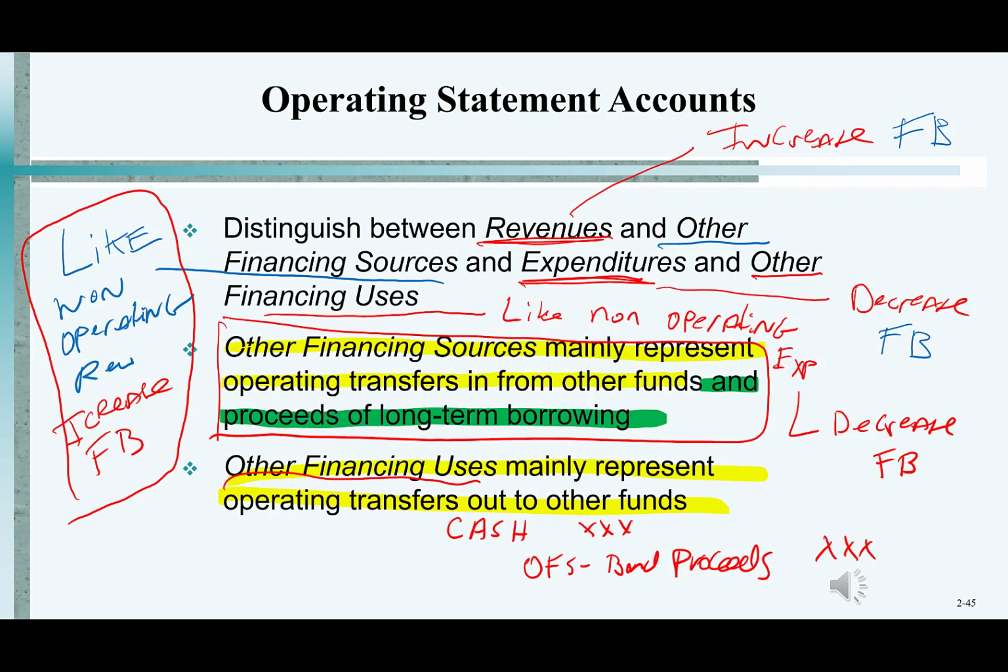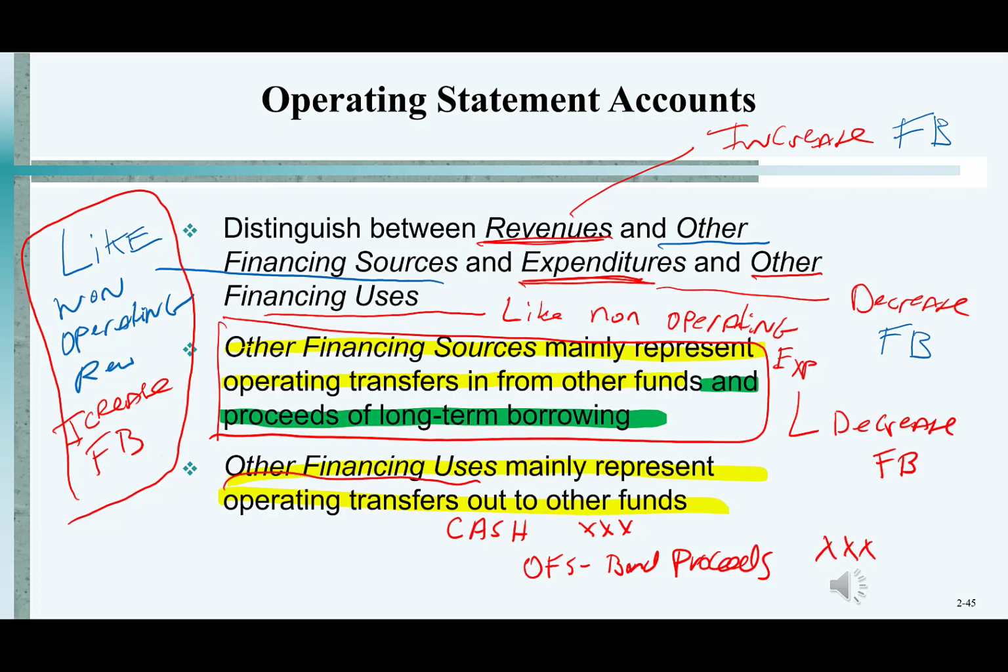The other financing source is going to be when one fund transfers money to another fund. The receiving fund is going to get cash, aren't they? So they'll debit cash, they'll credit other financing sources, transfer in, because it's like a non-operating revenue, we have to credit it, don't we? Money came in? Okay.